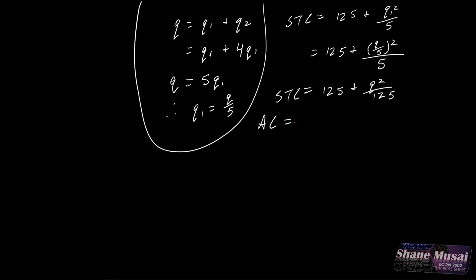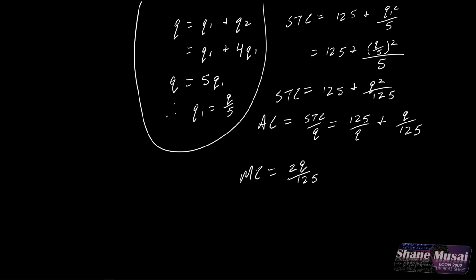So the average cost is equal to the short run total cost divided by Q, which is equal to 125 divided by Q plus Q over 125. So this is your average cost, and your marginal cost is the differential of your total cost. So this will be 2Q divided by 125. This is your marginal cost.